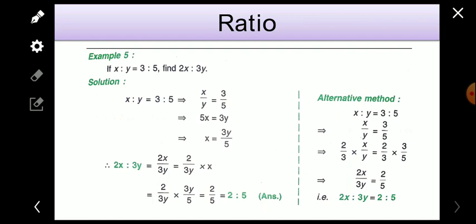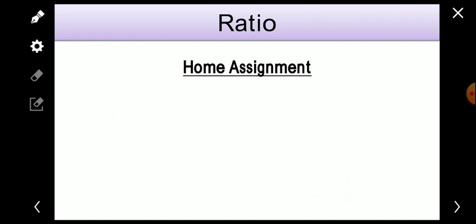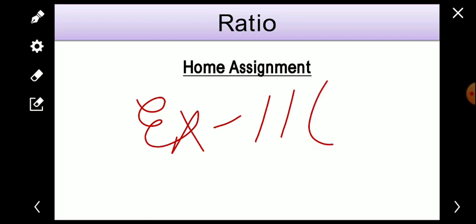Okay, so now it is time for the homework. So you will do exercise 11a, all of you, 11a.